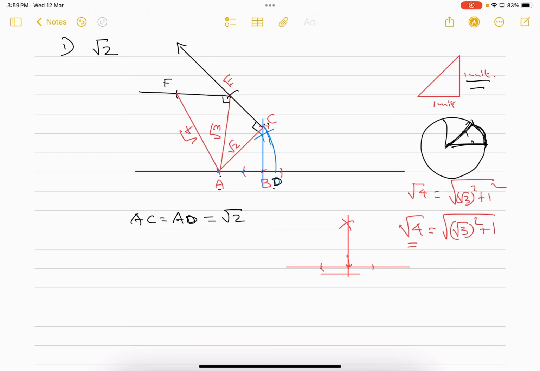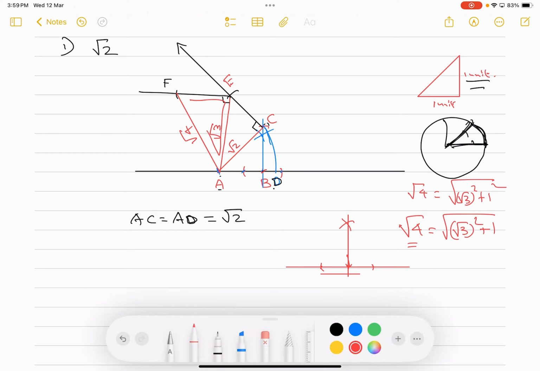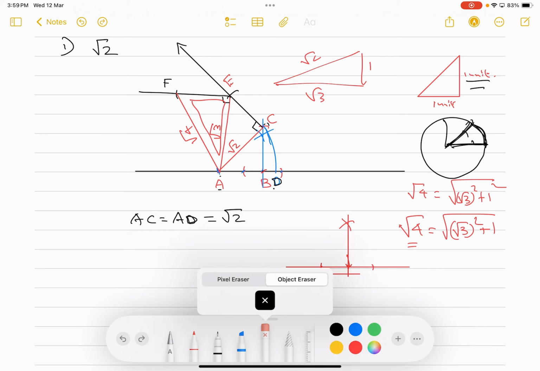So now, according to this diagram, the base is root 3 and this is 1 unit. So this will make root 4, correct? Because root 3 square plus 1 square is root 4. Got it? That is how everywhere we are making a right triangle. Understood? Everywhere we are making a right triangle.